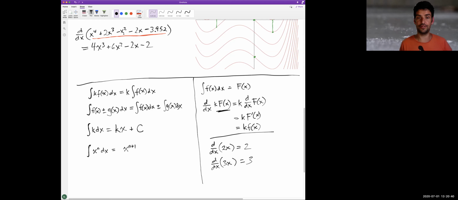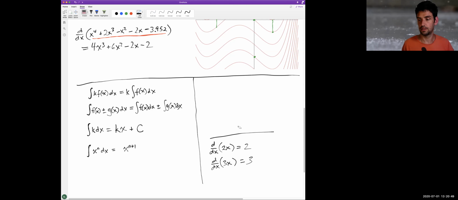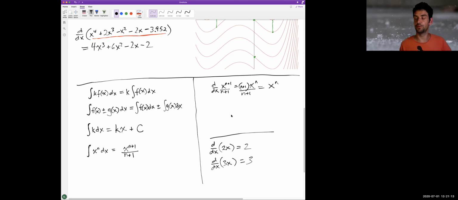However, when I take this derivative, let's do some more scratch work. When I take this derivative, if I took the derivative of x to the n plus 1, I do get x to the n, but I get a constant of n plus 1 that I don't want. However, if I put n plus 1 in the denominator, that's a constant. It goes along for the ride. I'm left with just x to the n, which tells me that this function is an antiderivative of x to the n. And then, of course, I'll add my constant. Okay?